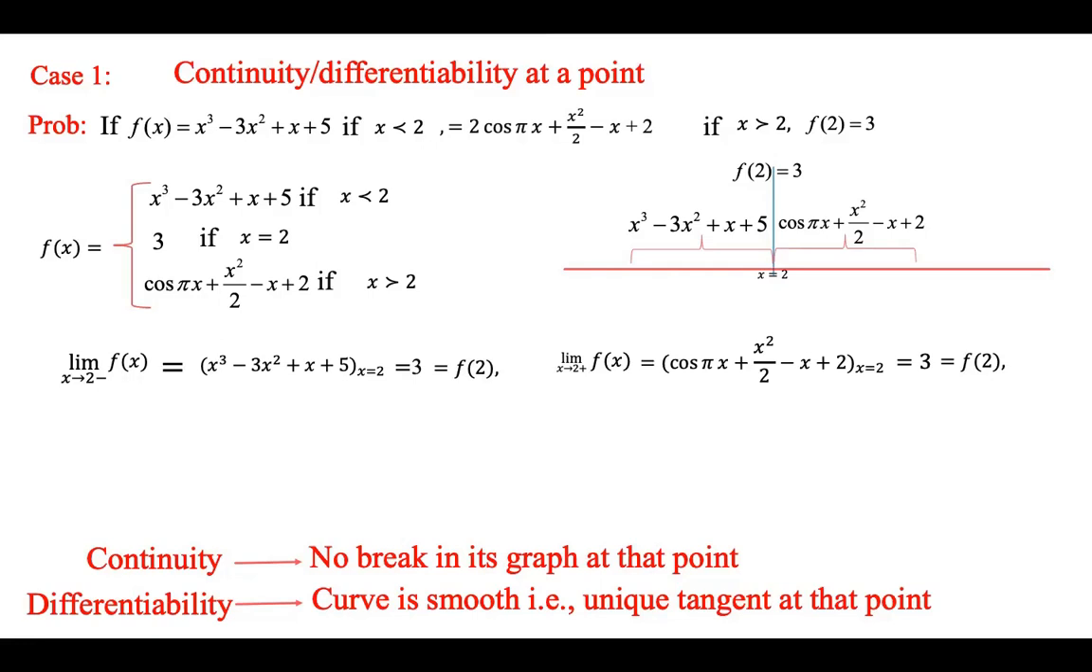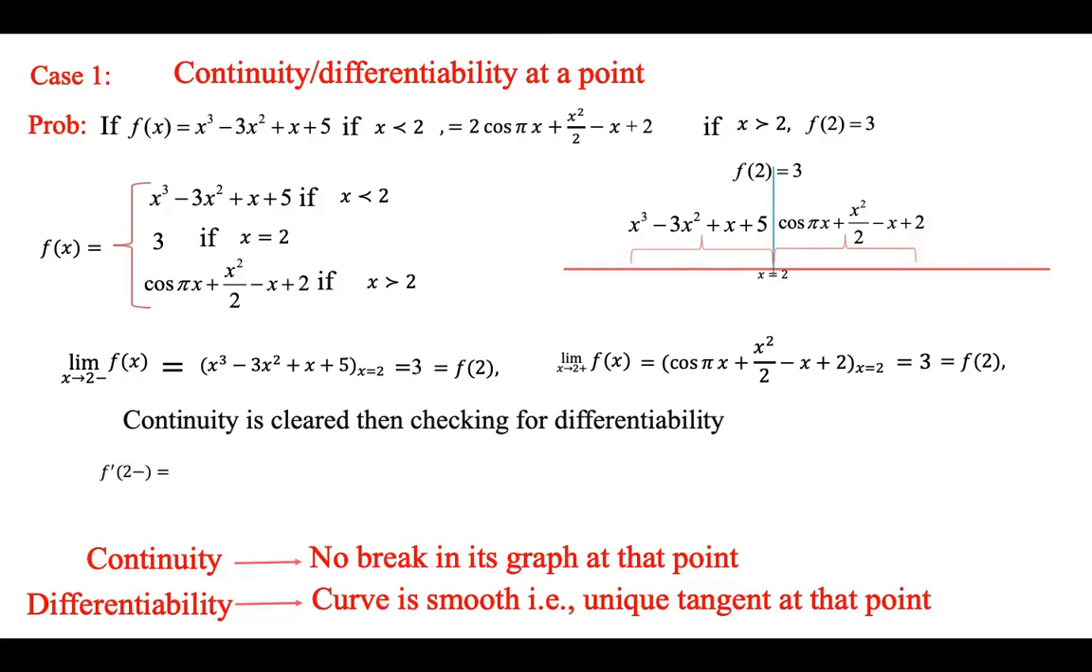So it is left continuous at x equal to 2 and also right continuous at x equal to 2. So overall it is continuous at x equal to 2. At the point x equal to 2, it is continuous. So continuity is very much clear.